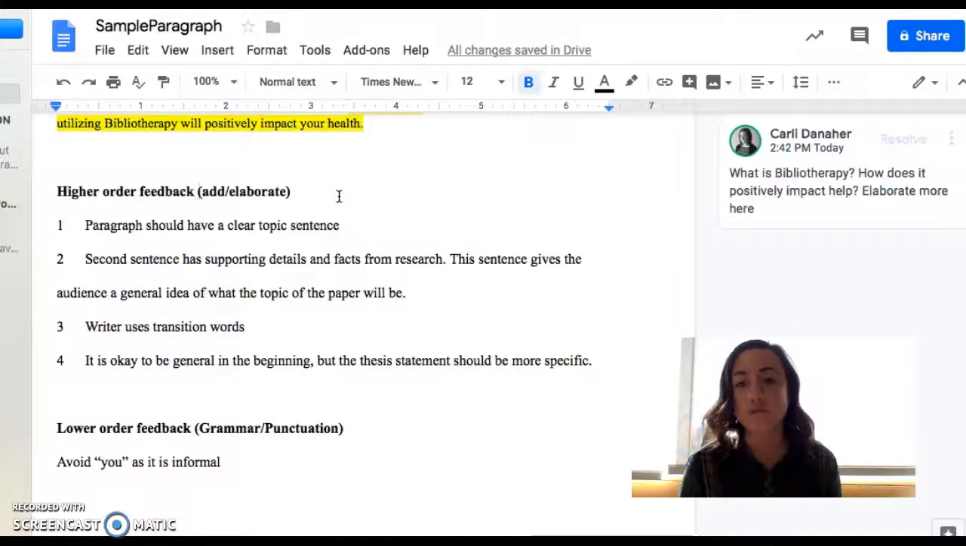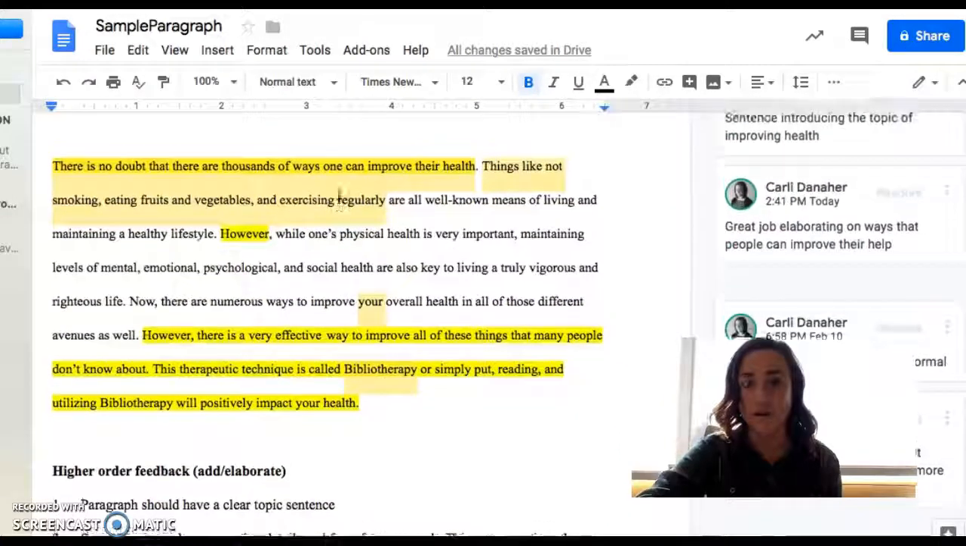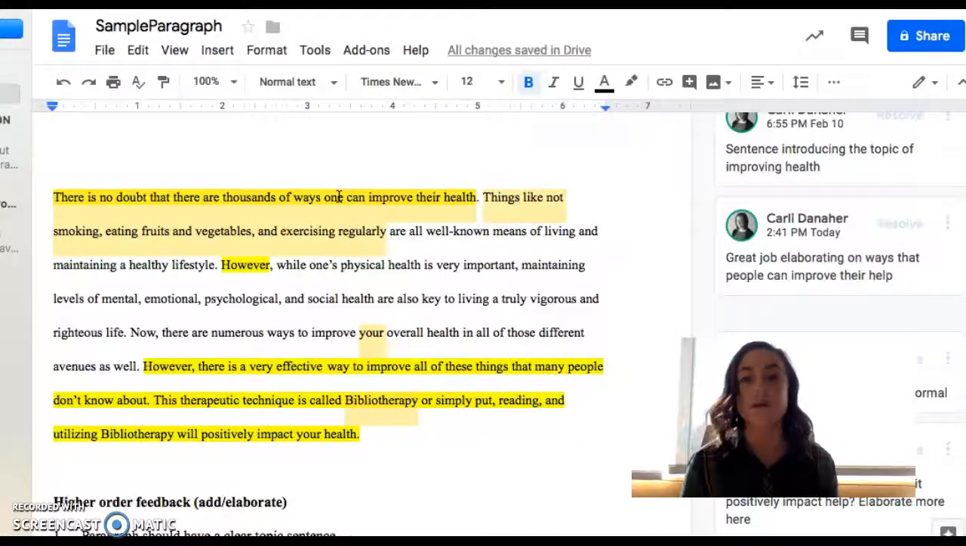And I want to show you an example of each today. You will be able to find this sample paragraph on Blackboard under writing tools. So if you want to read that on your own time and maybe even practice looking at ways that you could provide higher order and lower order feedback.